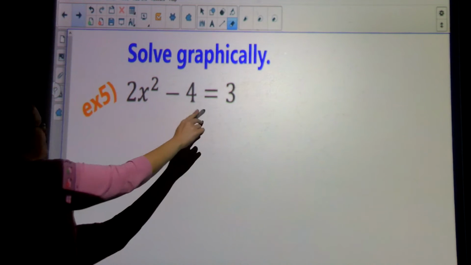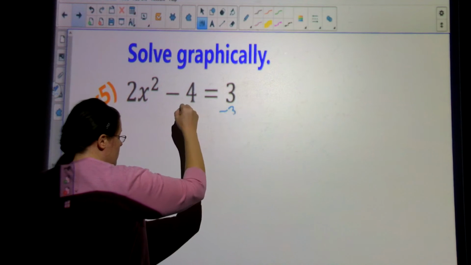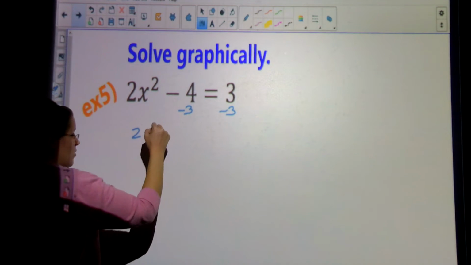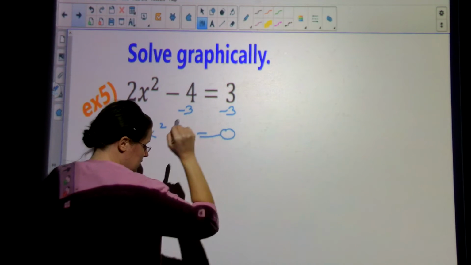I want to get this equal to 0. That is the easiest way to do these. So subtract 3 from both sides. You get 2x squared minus 7 equals 0. I want it equal to 0.